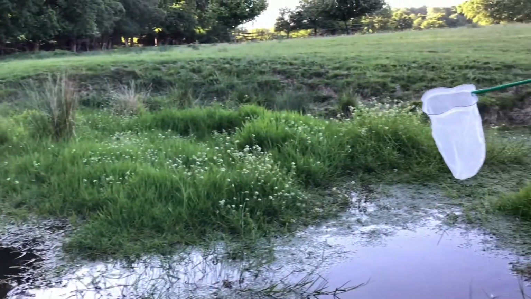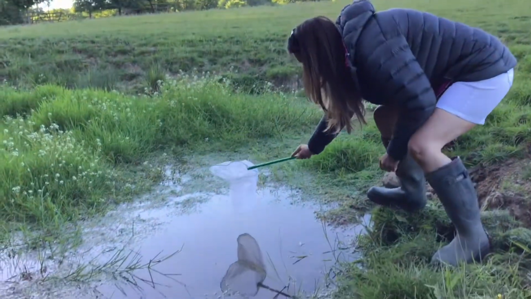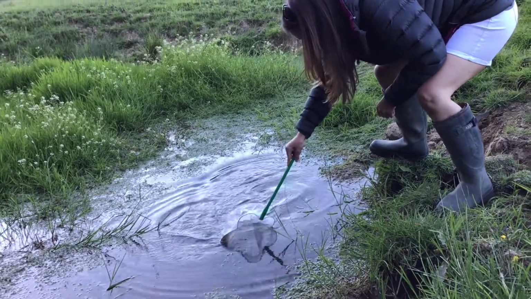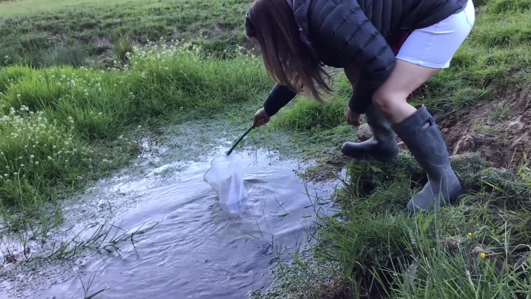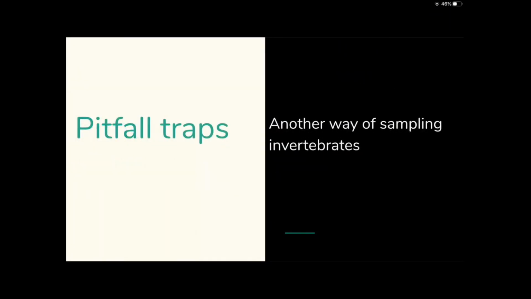So repeat several times in different locations around the pond. 1, 2, 3. Repeat your sampling in different parts of the pond to get an estimate of the number of various different organisms living in the pond. You take an average to make your results reliable.